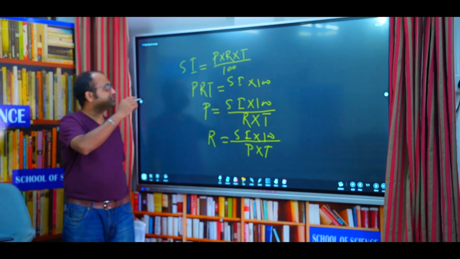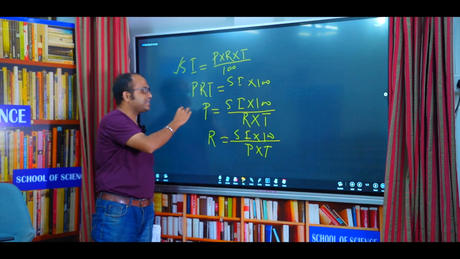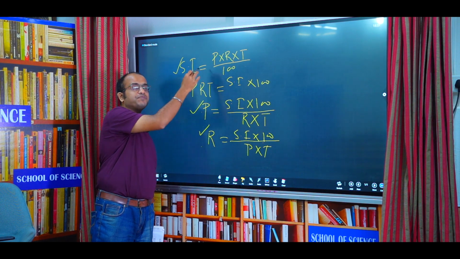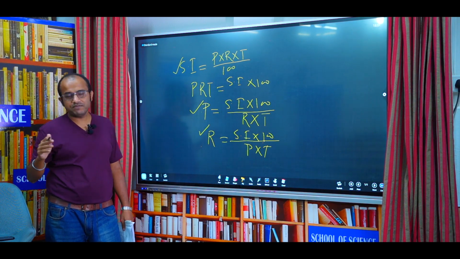So till now we discussed three formulas. First one is simple interest, second is principal, third is rate of interest. All the remaining ones come from the first. If we cross multiply, then the remaining formulas will come.